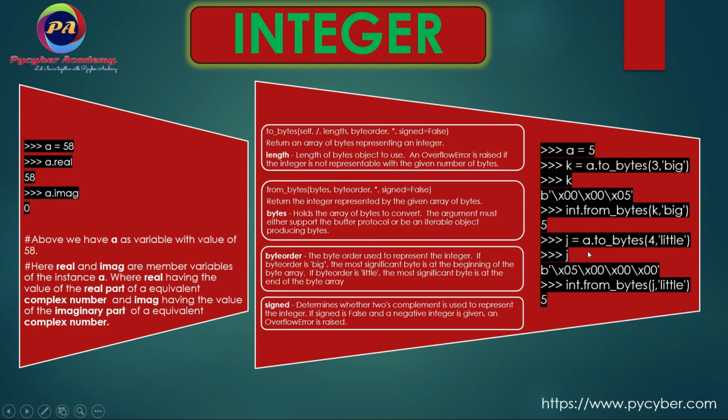Again, I have tested with little, so with a different byte order, that's little. So a.to_bytes with a different length, that is 4, little, and it's saved into a variable j, and it's returned like this byte object. And after that I have also converted that byte object back to an integer.